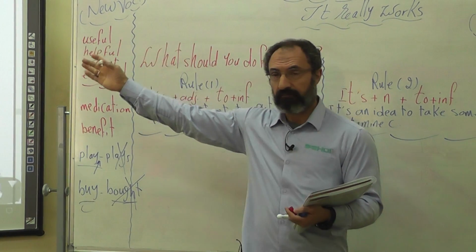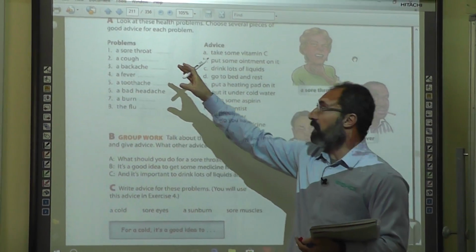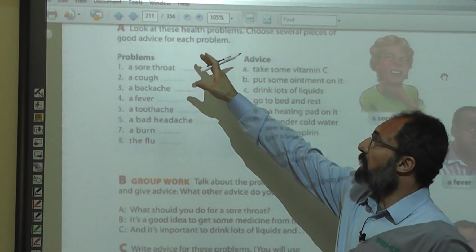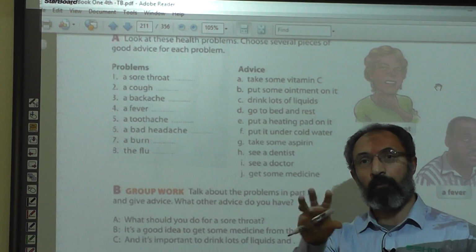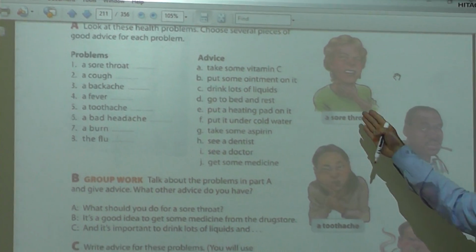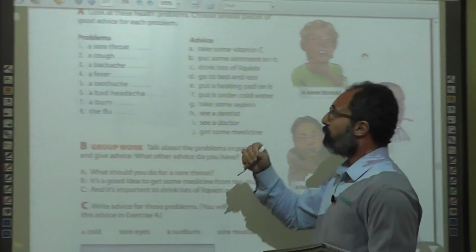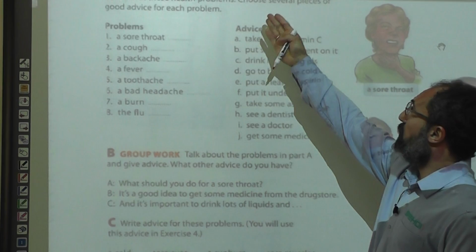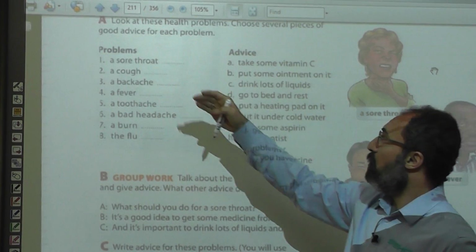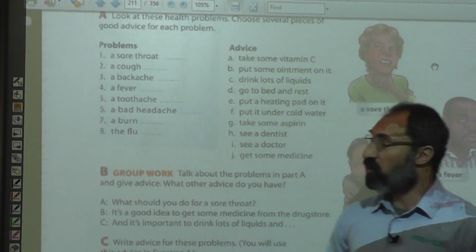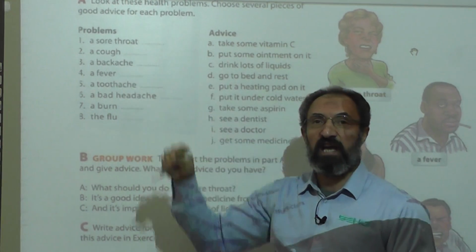On the smart board, we have an exercise, okay? Our exercise here is look at these health problems. So from 1 through 8, we have some health problems, like those, for example, a sore throat, a toothache, a fever, and a burn. Okay, what else? Look at these health problems, choose several pieces of good advice for each problem. So we need to get some advice, or some pieces of advice, according to each health problem here.